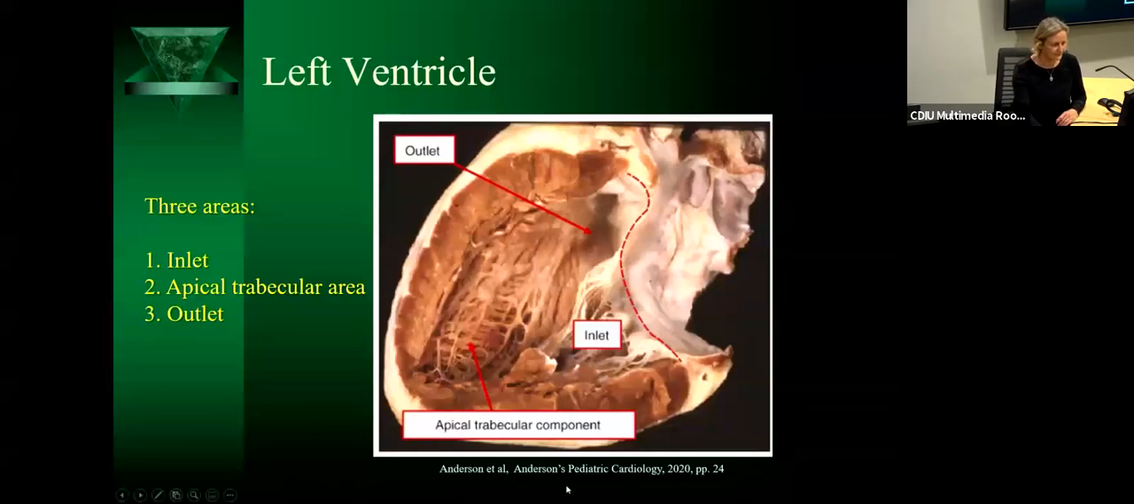Okay. So we left off here just saying that the left ventricle was smooth inside with fine trabeculations at the apex. We have our inflow, our mitral valve, which is connected to the free wall and not to the actual septum, and then our outflow out to the aorta.